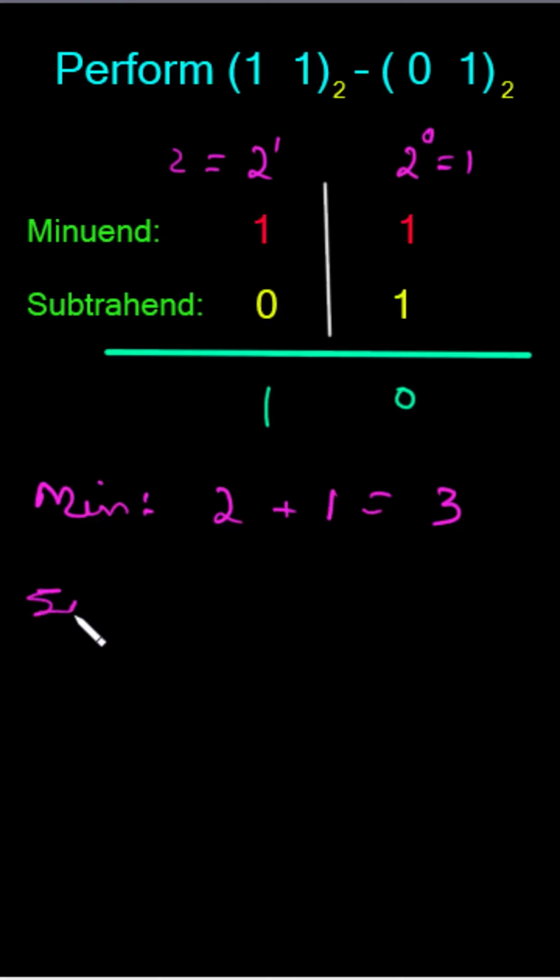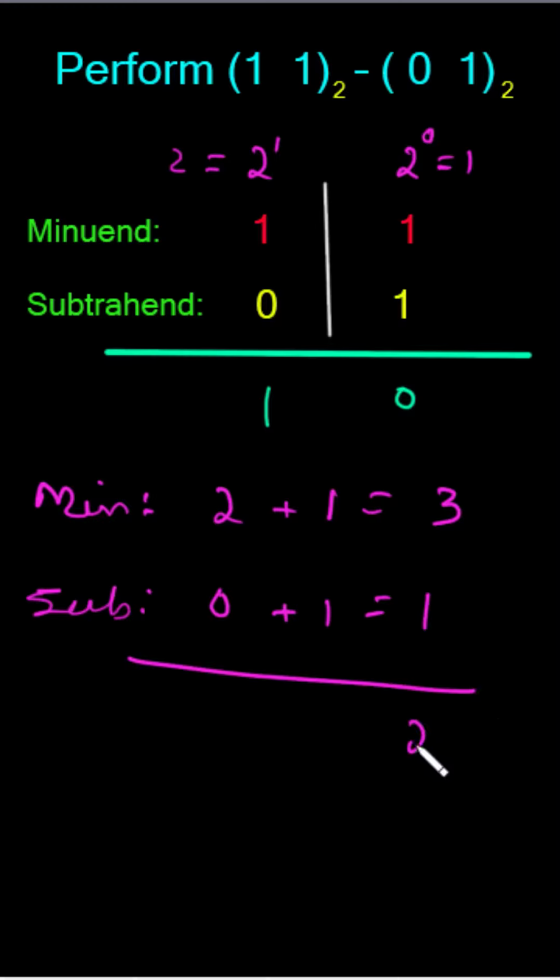Now this Subtrahend will be 0 times 2, equal to 0, plus 1 times 1, equal to 1, that's equal to 1. Now the difference between 3 and 1 is 2, and this is the difference. So 1 times 2 is equal to 2, plus 0 times 1 is equal to 0. So you see 2 plus 0 is equal to 2. That's how we can verify it. So our process is correct.